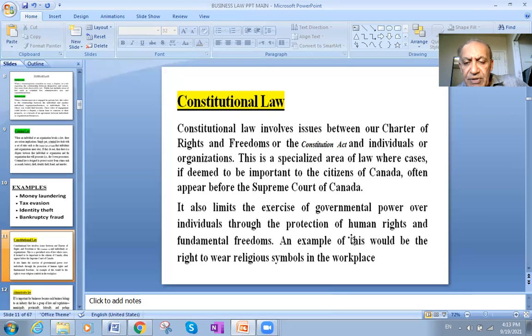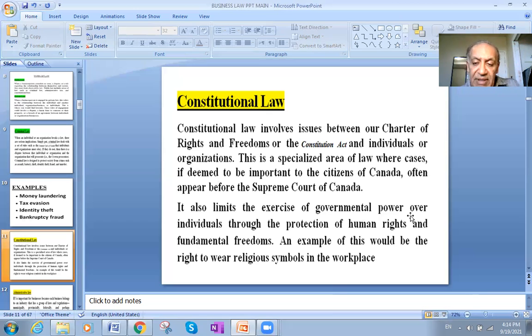Power is limited through the protection of human rights. Those are some duties of the constitution, because it arranges the relationship between all the institutions of a government or a country, and it works on the upper level.